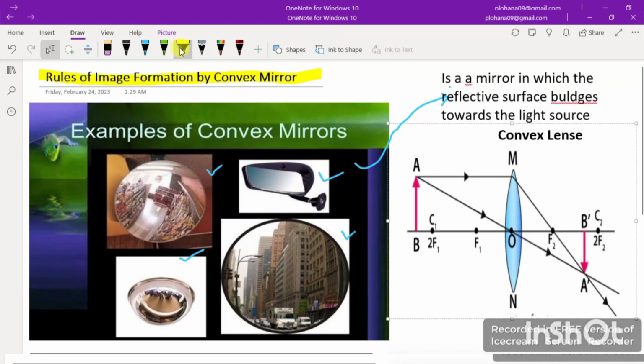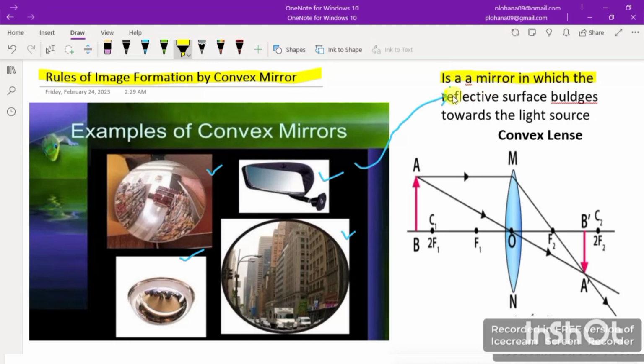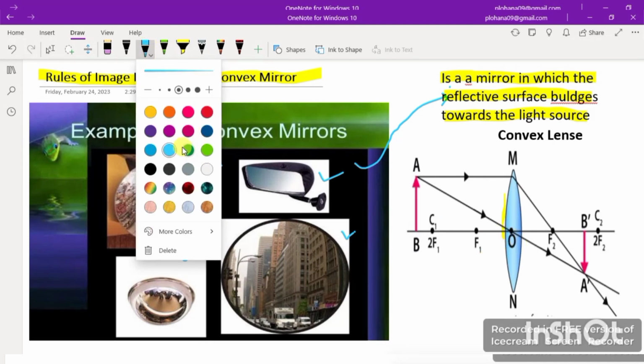Let me mark here first. So it is a mirror in which the reflective surface bulges towards the light source. Right. So as you can see here, this is the bulge part. Why? Because the light is coming from there. Light will be reflecting there, right? So this is the bulge part. So this is the convex mirror we have.